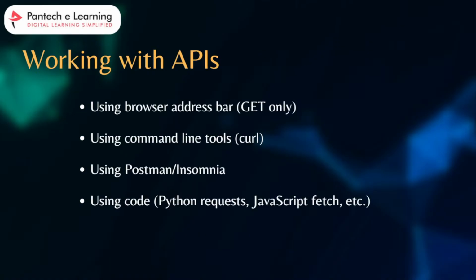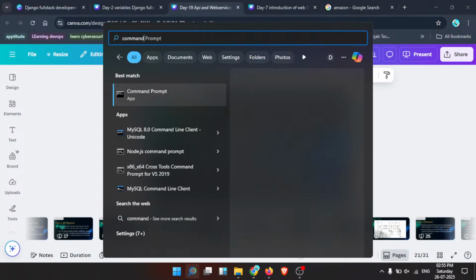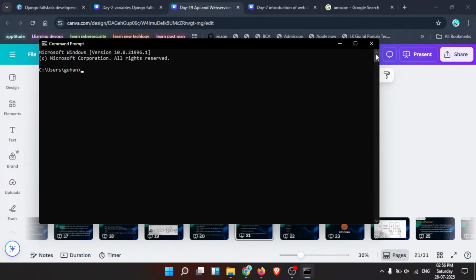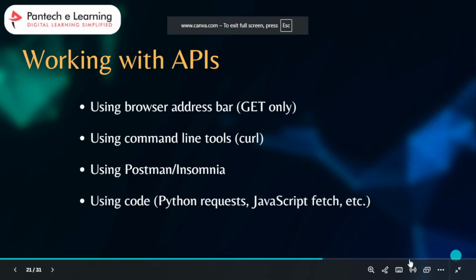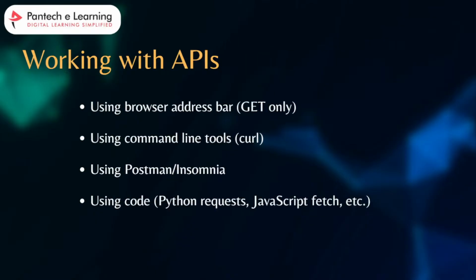How do we work with an API? Using a browser address. In the browser we can use this API, and also in a command line tool. Command line tool means command prompt. In the command line tool we also use this API, and using Postman. Postman is one of the software tools. In that software we also use this API, and also in code like Python and JavaScript, which have separate libraries for using this API.